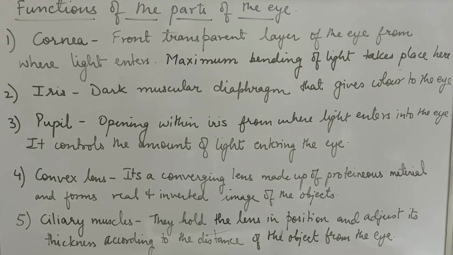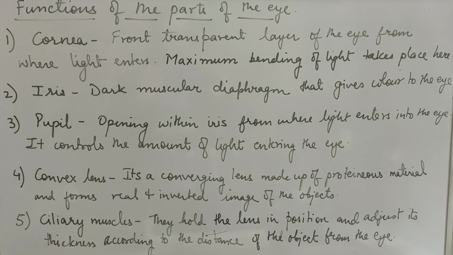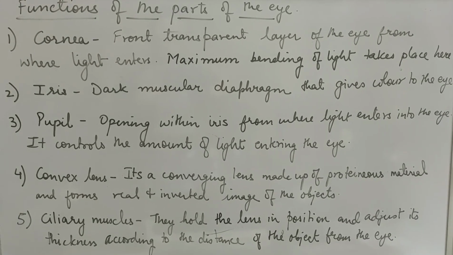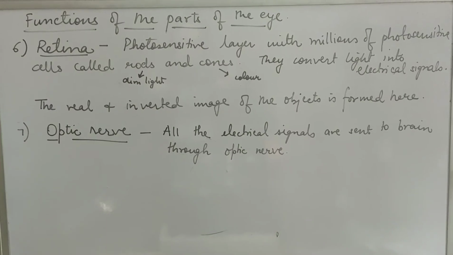When the objects are close to the eye, due to the formation of the eye lens, the thickness of the lens increases. When the objects are far away from the eye, the thickness of the eye lens gradually decreases. Cataract can lead to total loss of vision.